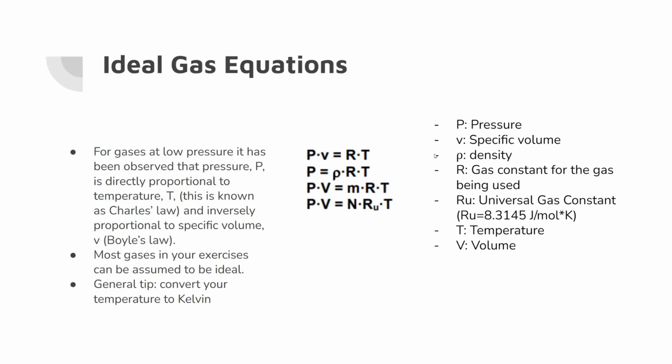Just remember that R and RU are different values. R is the gas constant for the gas that you are studying, and RU is the universal gas constant of 8.3145 joules per mole times Kelvin. And always, general reminder, please change your temperature from Celsius to Kelvin. You're multiplying it, so in this case, it's very important that you keep it in Kelvin instead of Celsius.